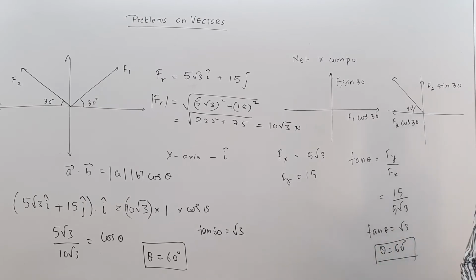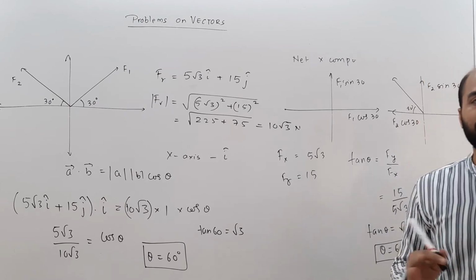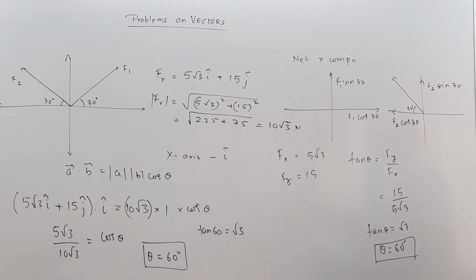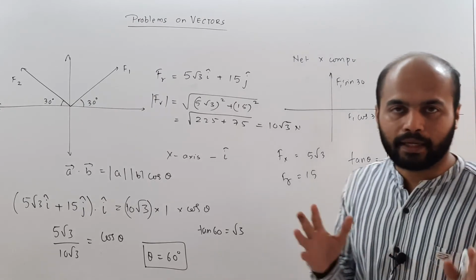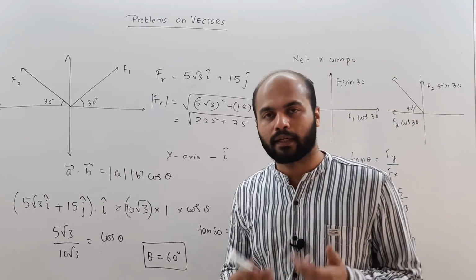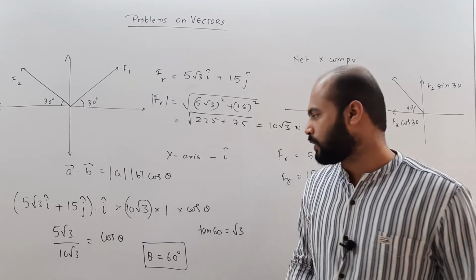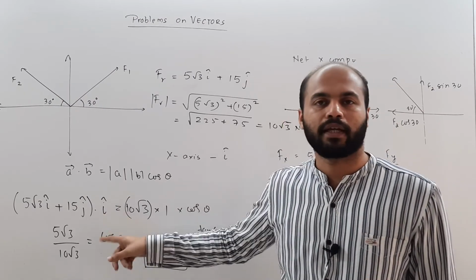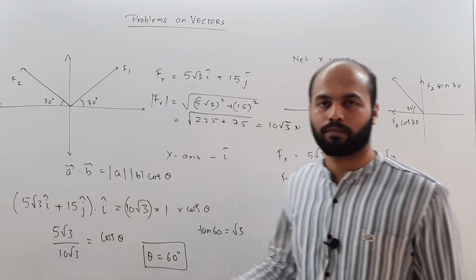But in either of the methods you get the same answer. According to your convenience, you can choose any of the methods. Now if, let's say, we were asked the angle with the y-axis, the angle that the resultant makes with the y-axis, then we can take, instead of i cap, we can take j cap over here and solve the problem.